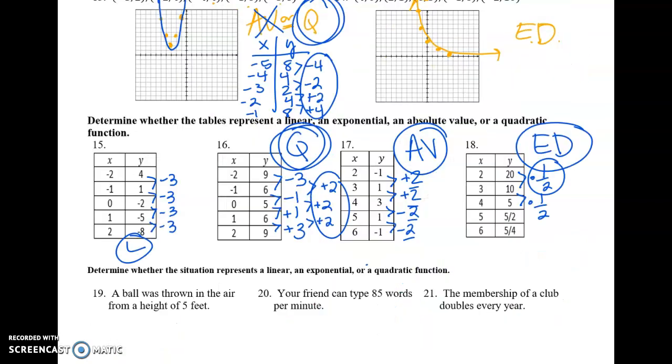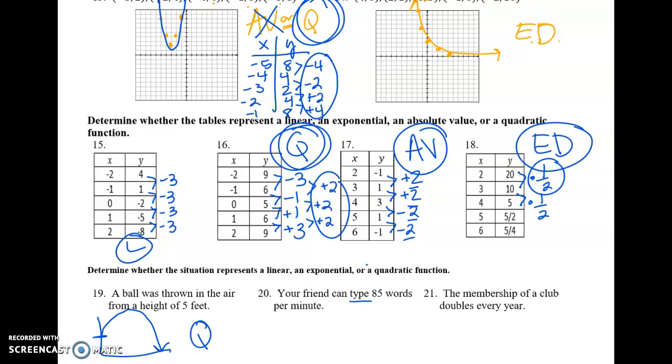A couple more word problems. Here we go. A ball was thrown in the air from a height of 5 feet. What type of function is this? Well, here's my ball. It was thrown in the air. It's eventually going to hit the ground. We did a lot of word problems like this in chapter 7. So this is a quadratic function.